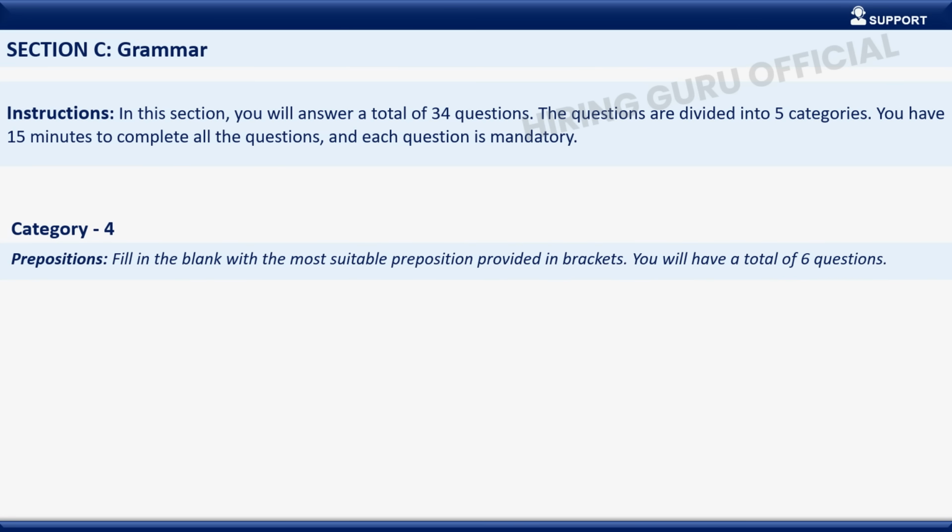Alright, now it's time to move on to our next category of questions. So in this category, you will again get 6 questions and your task is to fill in the blanks with the most suitable preposition provided in the brackets.